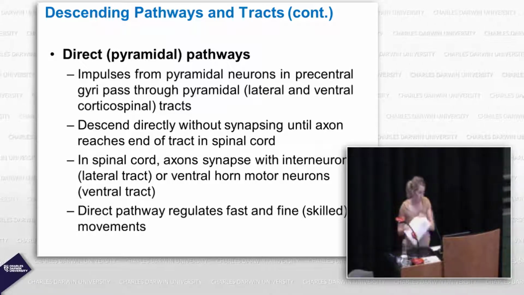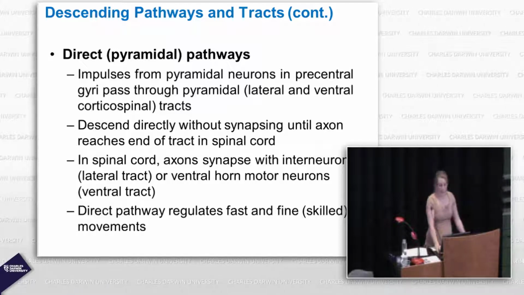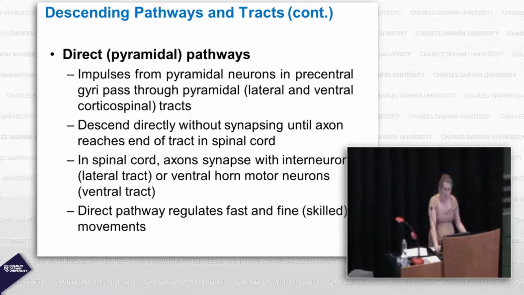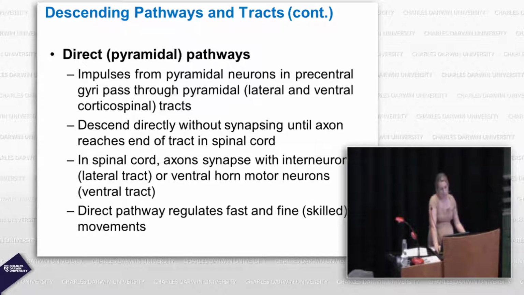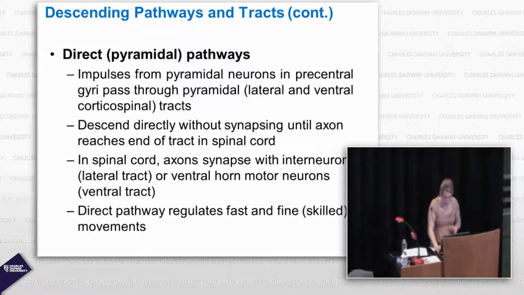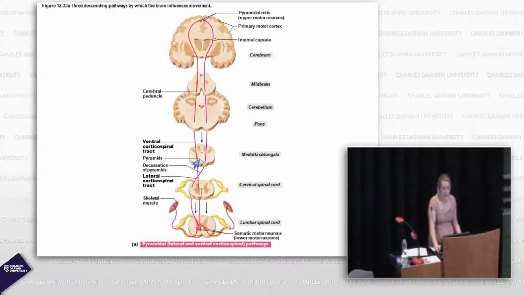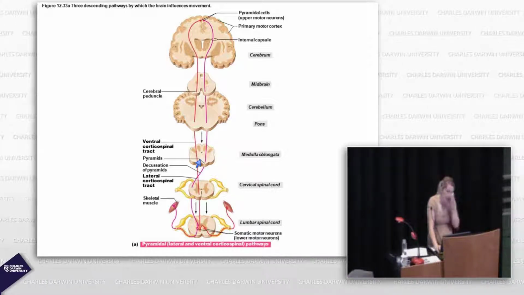Okay, so we'll start with the direct pathway. The impulses from the pyramidal neurons pass through the pyramidal tracts, which we can have a look at hopefully on the next diagram. Okay, so this is the medulla here, and at the front these little points are called the pyramids. So basically our direct pathways all pass through this area of the medulla here.